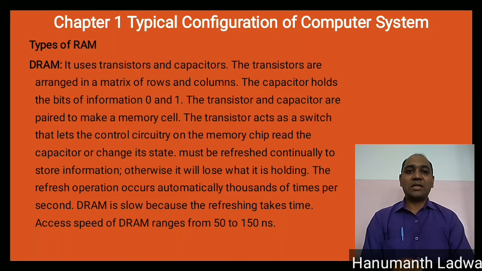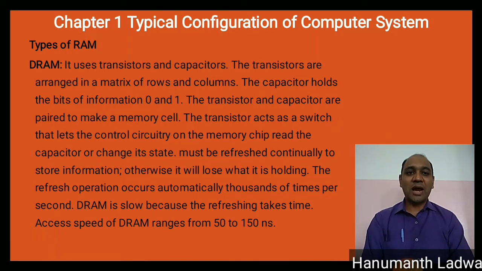Types of random access memory. There are two different types. The first one is DRAM, that is dynamic RAM, and the second one is static RAM. Let us continue with the first one, that is dynamic RAM. It uses transistors and capacitors. The transistors are arranged in a matrix of rows and columns. The capacitors hold the bits of information, that is 0 and 1. The transistors and capacitors are paired to make a memory cell.